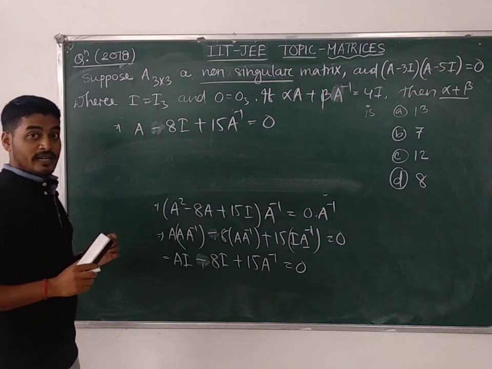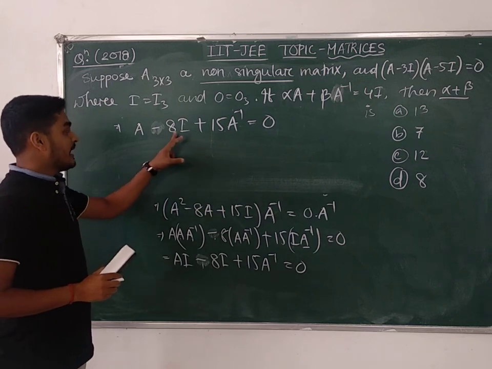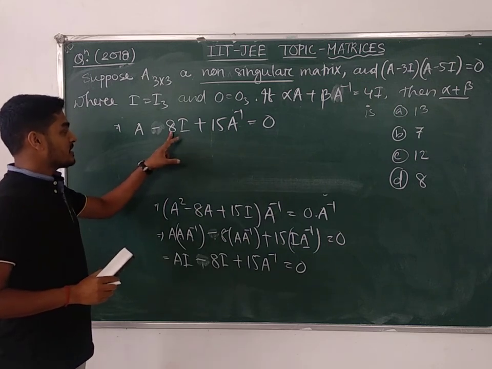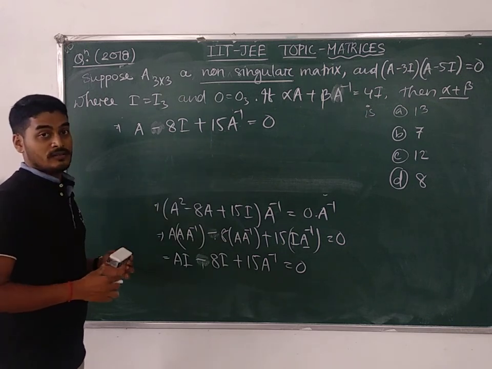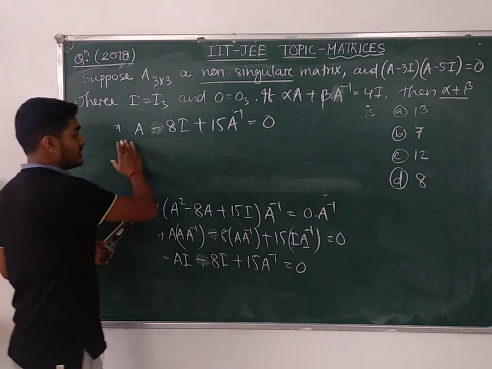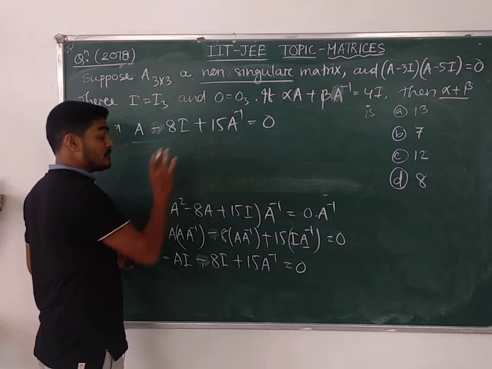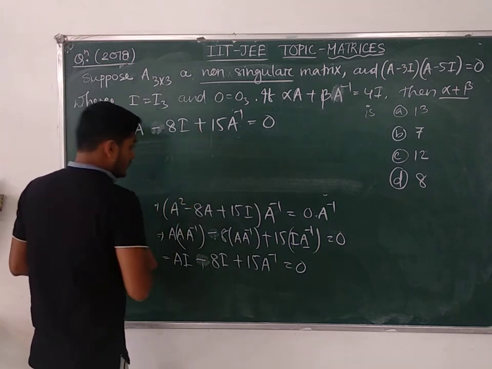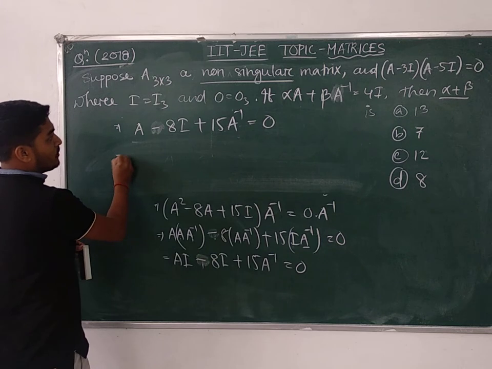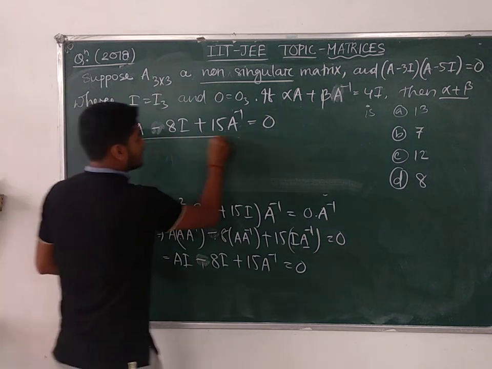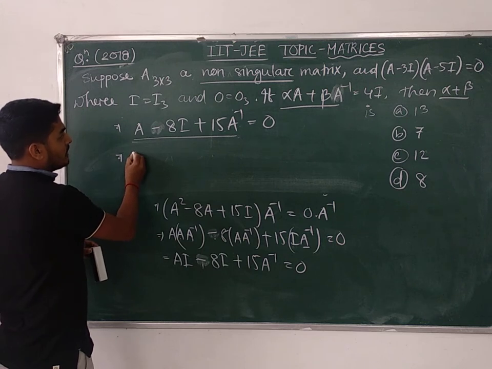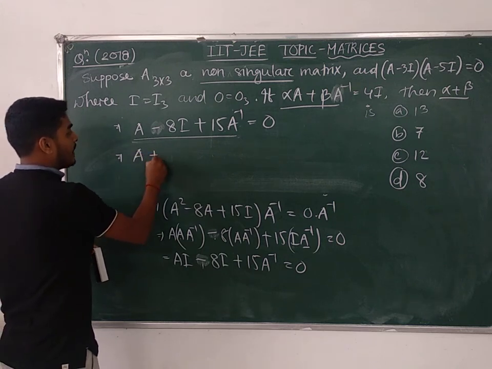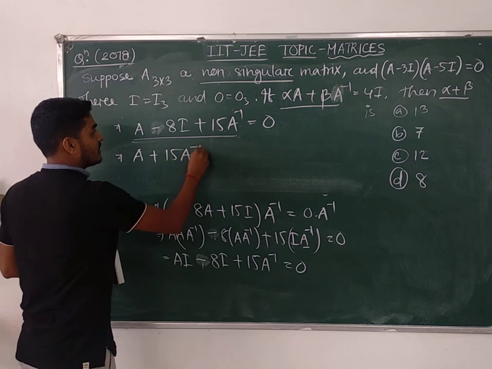Now one question will arise. 8I, that means 8 is a scalar quantity, I is an identity matrix. Here you are not supposed to write down 8 only, because it is an expression of matrices, so each and every term should contain a matrix. Now we'll try to compare and write the expression in the form of this one. So it will be A plus 15A inverse is equal to 8I.